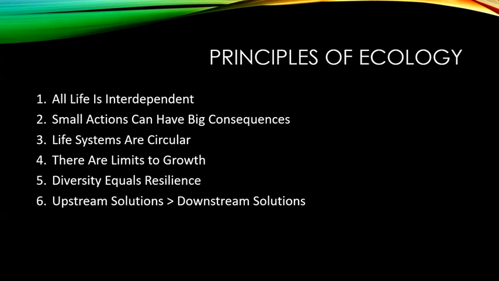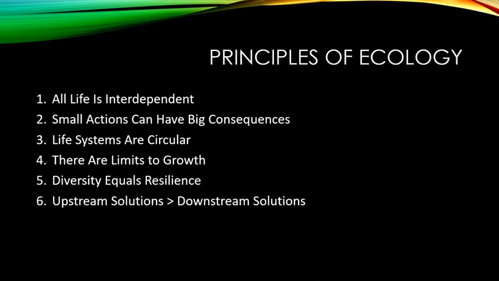Diversity equals resilience. We can talk about a lot of things here, but one example would be just plant life. If you've heard of the Irish potato famine, one of the biggest causes of this was a blight that affected a specific type of potato plant. And because they were using what we're going to call a monoculture, there was not a whole lot of resistance to this blight. And then finally, we're talking about upstream solutions being greater than downstream solutions.